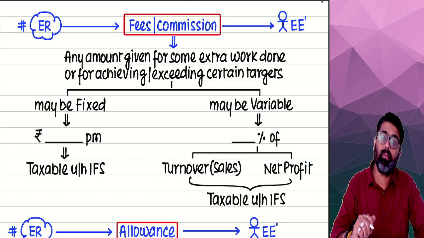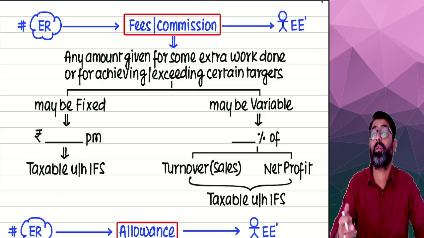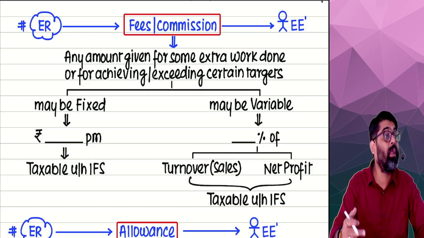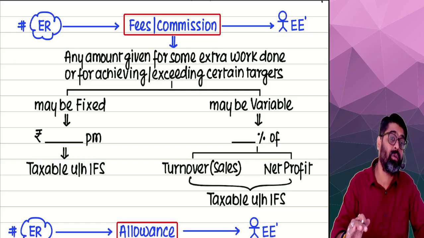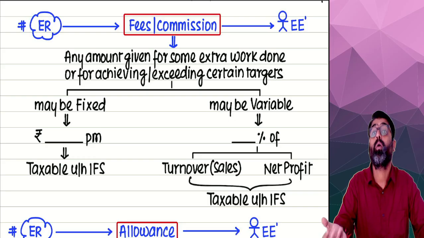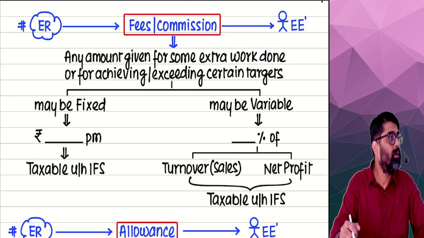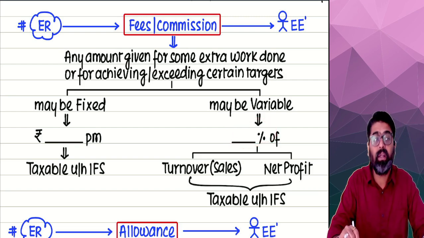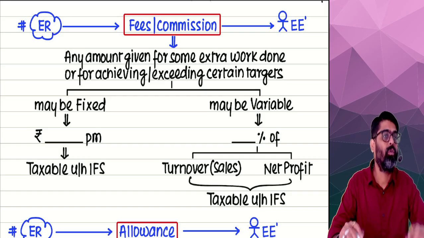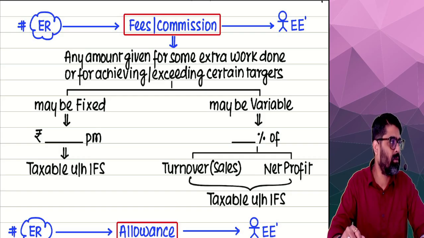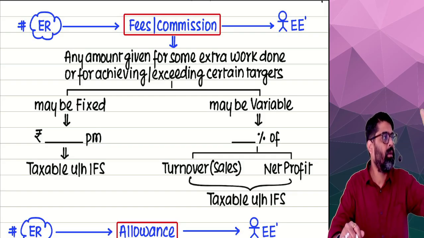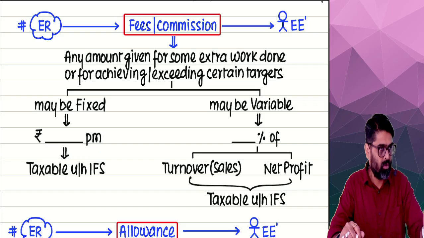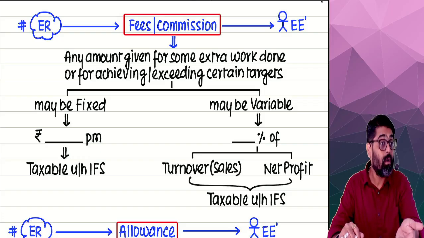But what if you are getting variable commission? Then your amount of commission will keep on changing. Meaning, this commission is based on turnover. This commission is based on profits. So as and when the turnover changes, your commission will also change because it is given as a percentage of these amounts. Whatever turnover you achieve in this month, 2% of that will be given as a commission. So do more sales for me, earn more commission.